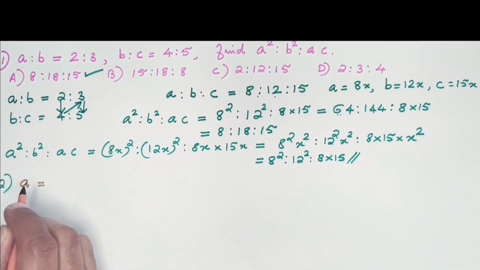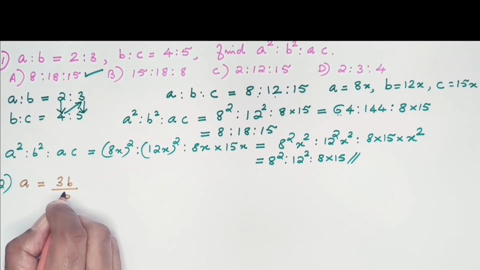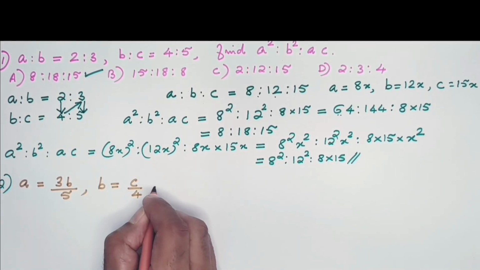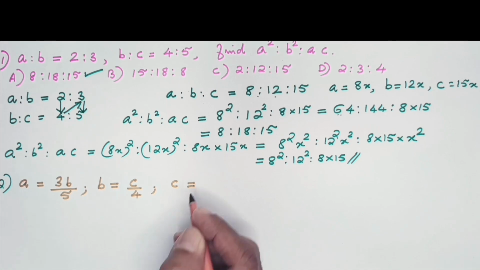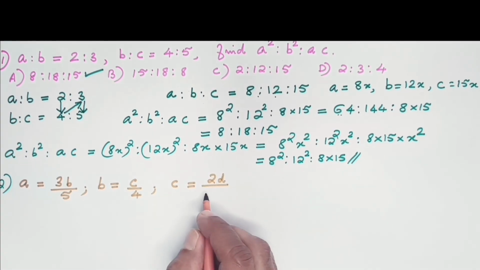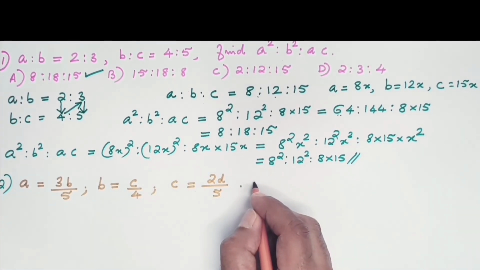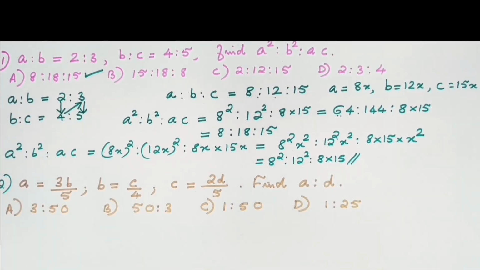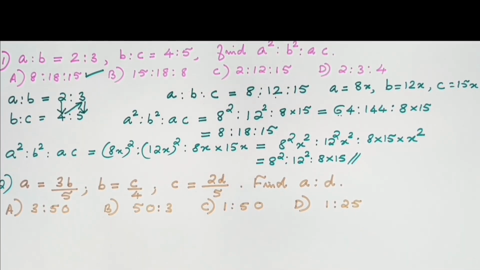A equals 3B over 5. B equals C over 4. C equals 2D over 5. Find A is to D. These are the four options given to you. There are two different methods for this. In the first method, let me rewrite the given equations.